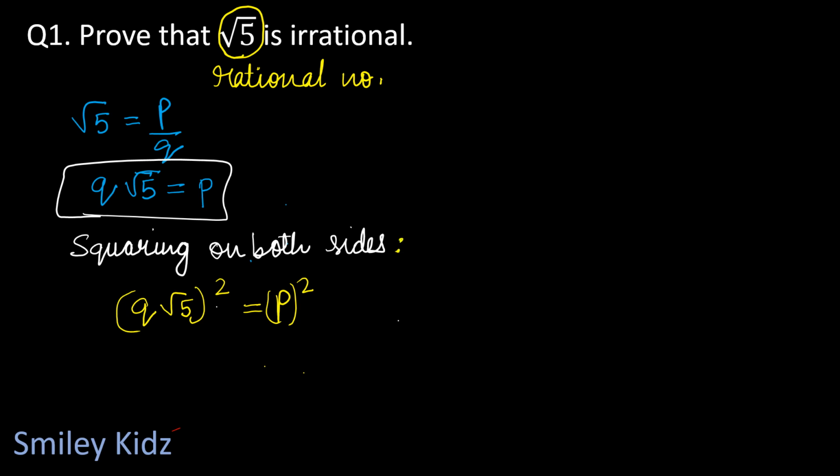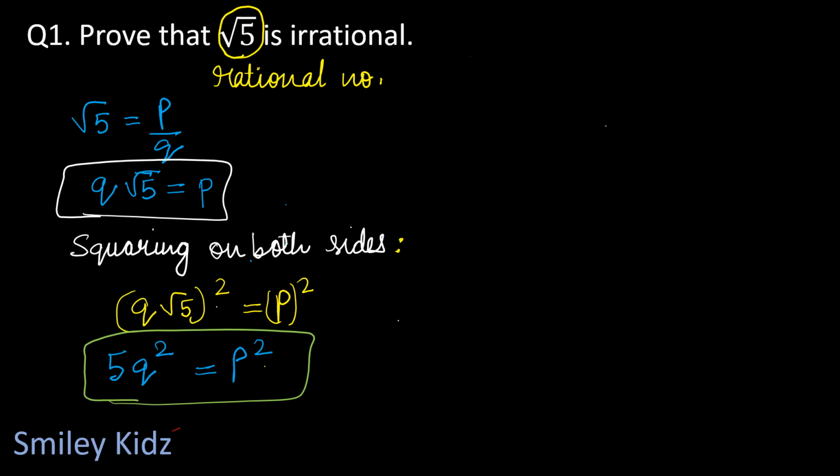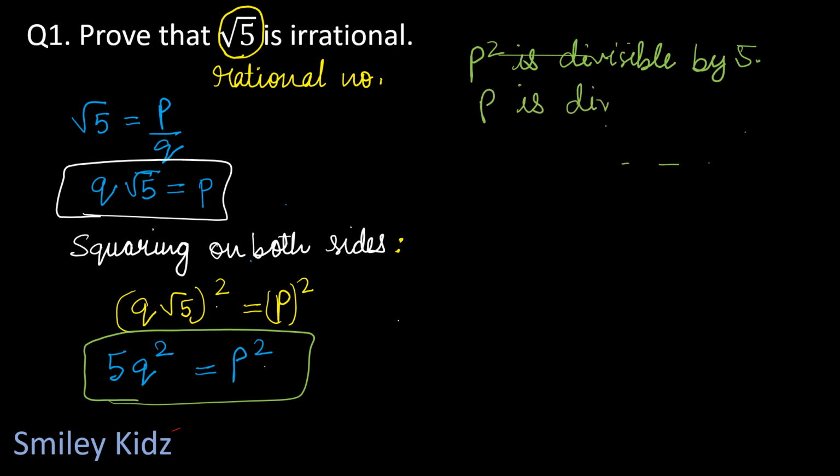Now this gives the result 5Q square, because root 5 whole square is 5 and Q square is definitely Q square, isn't it? So it is 5Q square is equal to P square. Now look at this, 5Q square is equal to P square. So here we can write that P square is divisible by 5, and when P square is divisible by 5, definitely P will also be divisible by 5. So P is divisible by 5.